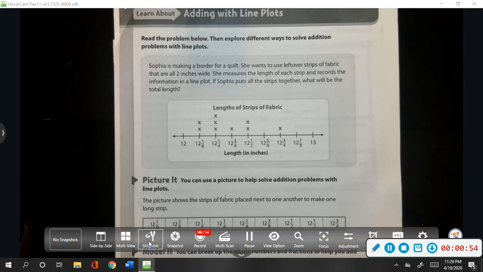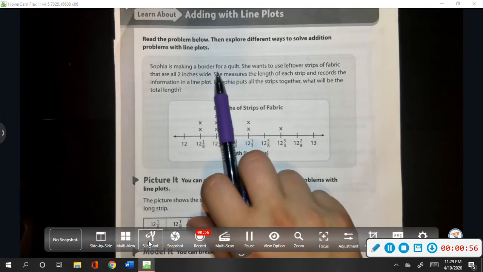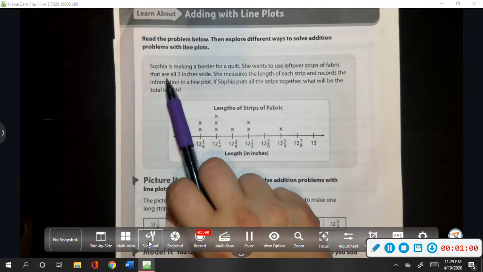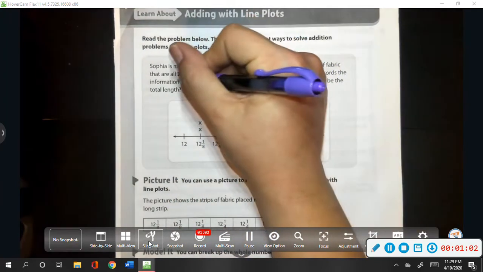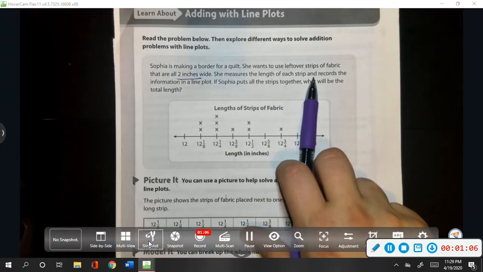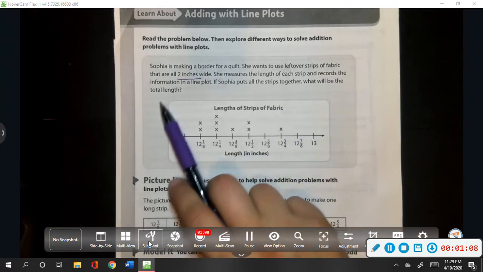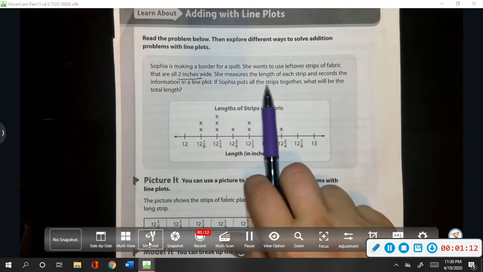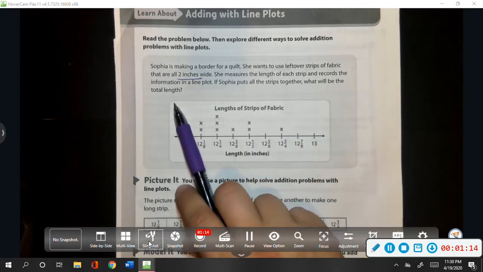Let's do this. So Sophia is making a border for a quilt. She wants to use leftover strips of fabric that are all 2 inches wide. I feel like that might be important. She measures the length of each strip and records the information in the line plot. If Sophia puts all the strips together, what will be the total length?